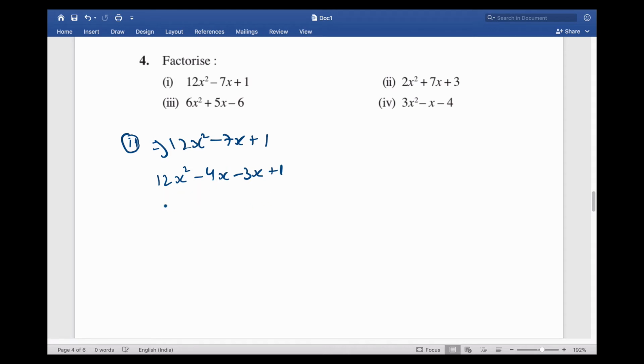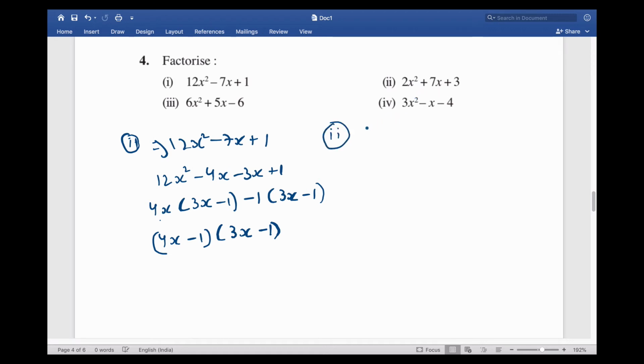So over here common is 4x and I'm left with 3x minus 1. Over here I can simply take common as minus 1. So I'm left with 3x minus 1 because minus 1 into minus 1 gives me back plus 1. So I will get 4x minus 1 into 3x minus 1, my two factors. Let's try the second part.